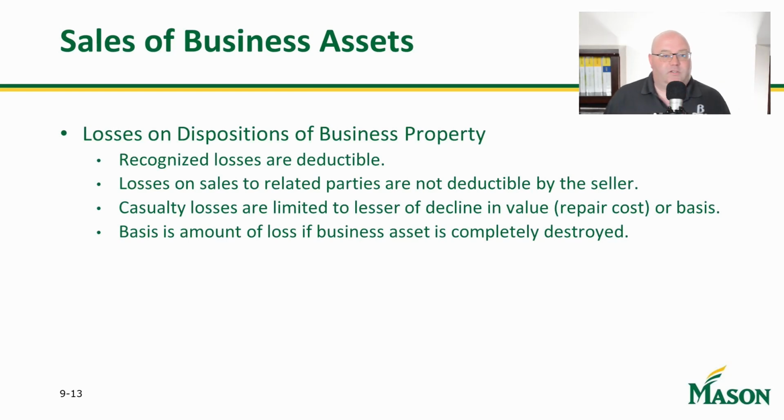Sale of business assets. So, losses on disposition of business property. Recognized losses are deductible. Losses on sales to a related party are not deductible by the seller. That is actually a very important loss limitation. Casualty losses are limited to the lesser of the decline in value or basis. So what will end up happening is if you have a casualty loss, now, we talked about this in the itemized deductions, there's a casualty loss, it's subject to a whole bunch of limitations.